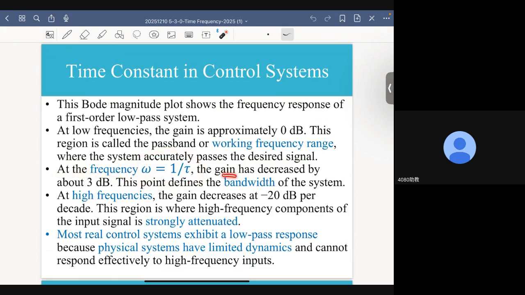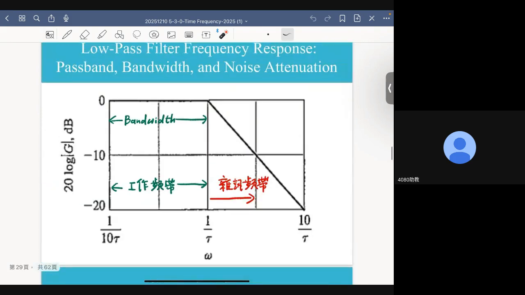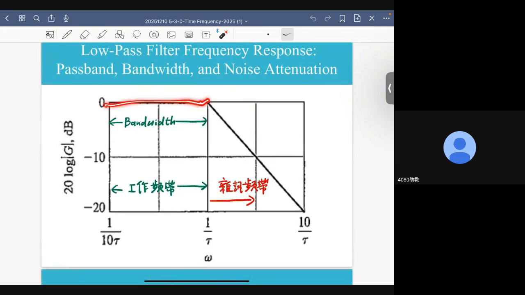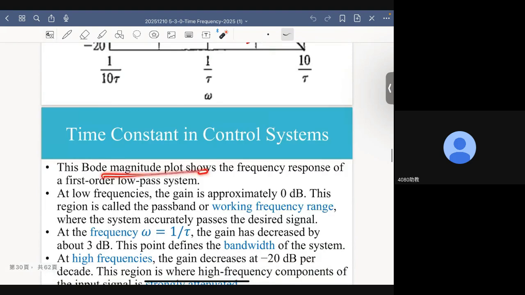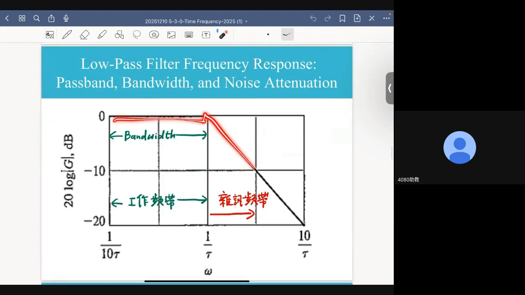The gain has decreased by about 3 dB. This point defines the bandwidth of the system. Now, remember, this is the asymptotics of the magnitude plot, all right? It's not the real magnitude plot. The real magnitude plot actually looks something like this, okay? And here is actually about -3 dB at the corner frequency, okay?